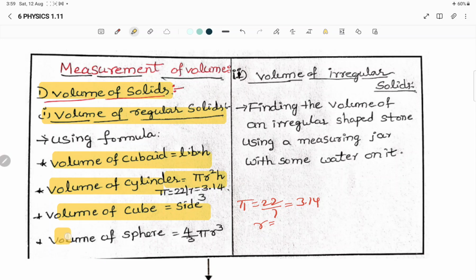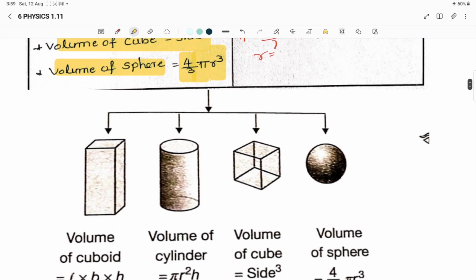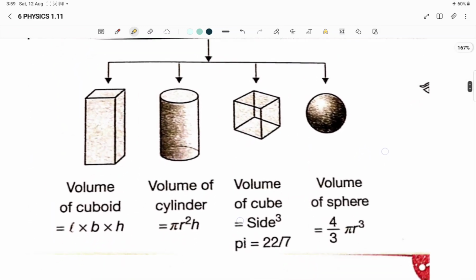Next one, volume of sphere. The formula for the volume of a sphere is 4/3 pi r cube. Here pi is again 22/7, 4/3 is also a constant number, and r is the radius of the sphere. By using these formulas, we can determine the volume of different regular solids. For example, here a total of 4 figures are there. The first figure indicates a cuboid.